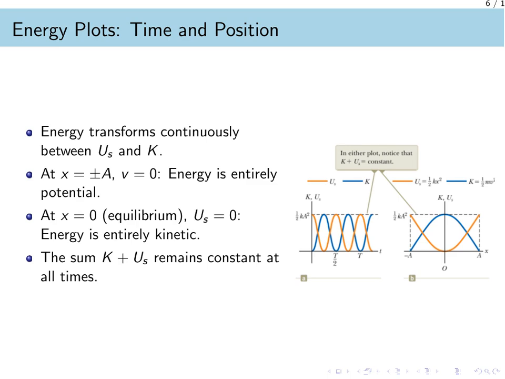The first graph shows kinetic and potential energy oscillating over time. Notice that as potential energy decreases, kinetic energy increases, and vice versa. At the turning points where the displacement equals positive or negative amplitude, the velocity is zero, meaning the energy is entirely potential. Conversely, at the equilibrium position where x equals 0, the potential energy is 0, and the energy is entirely kinetic.